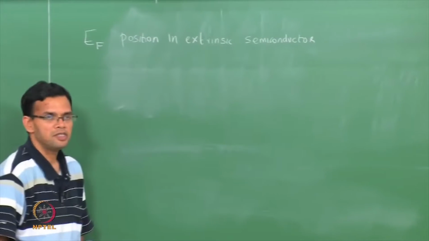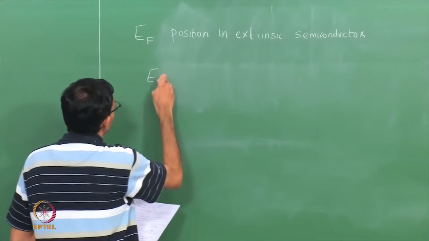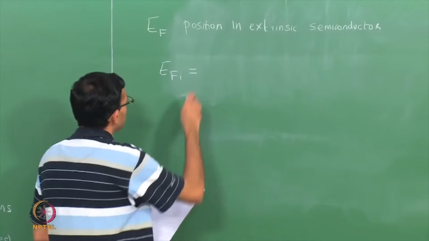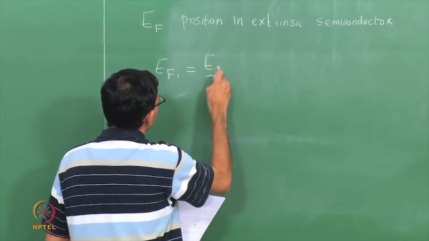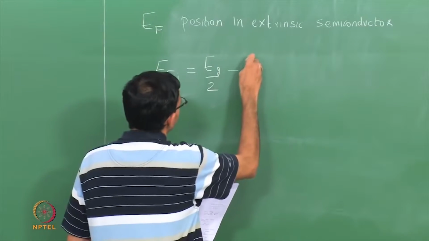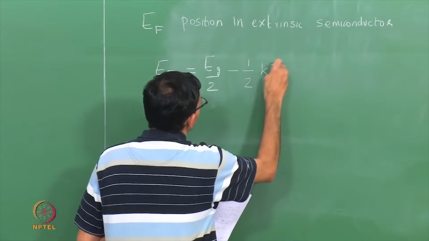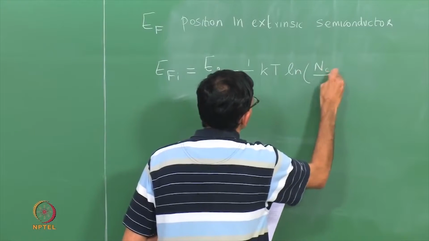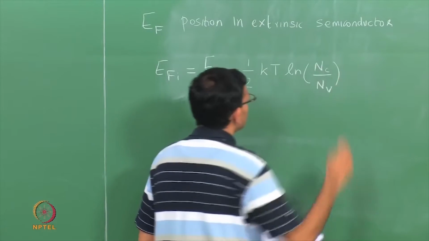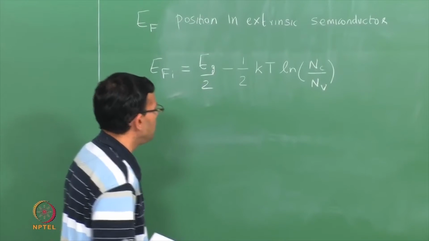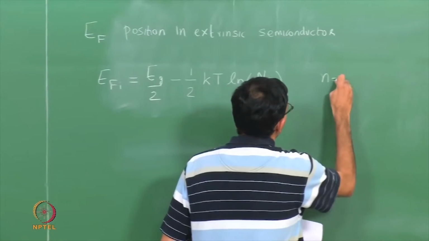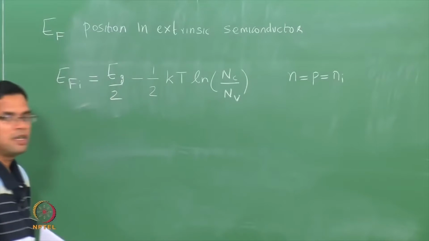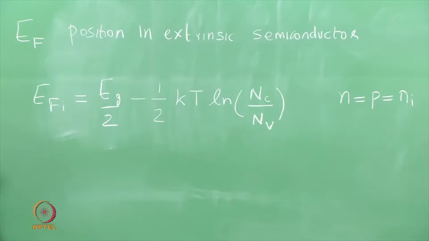In the case of an intrinsic semiconductor, we have electron and hole concentration to be nearly the same. So, we wrote an expression for the Fermi level position: Eg over 2, kT. This is for the case of an intrinsic semiconductor where n equal to p equal to Ni, and we found out that EFI is very close to the center of the gap.